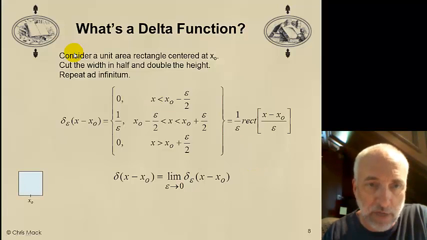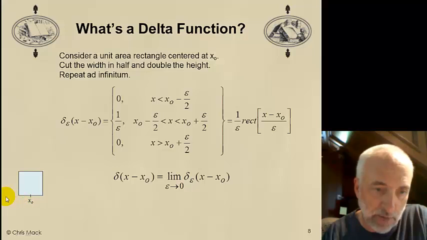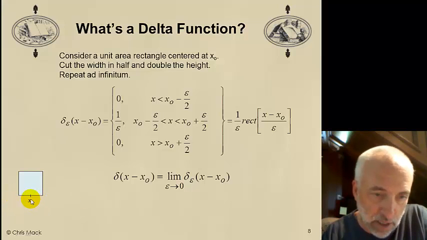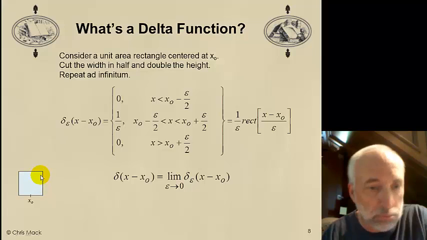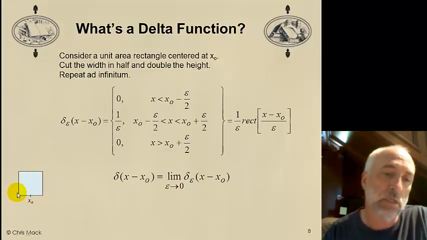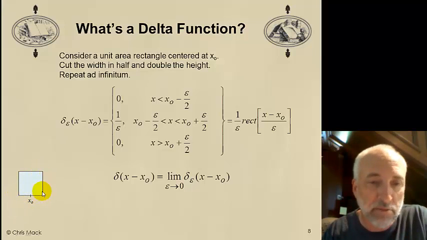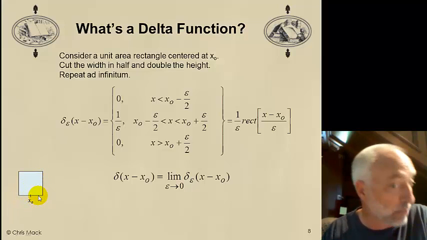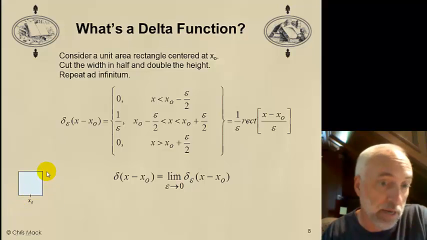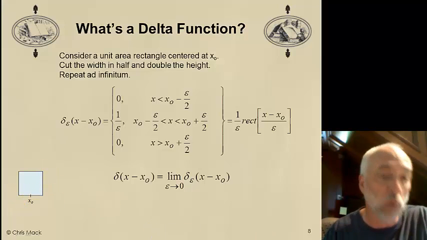Suppose I have a unit area rectangle centered at x naught. All right, so that's it. This is a rectangle. Here's the x-axis. The position along the x-axis where this rectangle is centered is x naught, and the area of the rectangle is 1. It has some width, epsilon, let's say, and height will be 1 over epsilon, because I want to keep the area equal to 1.